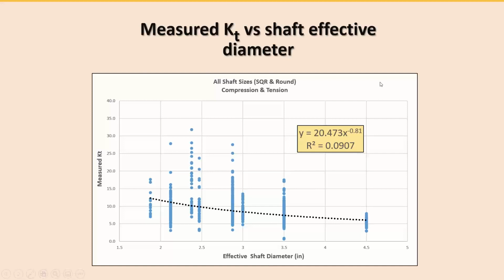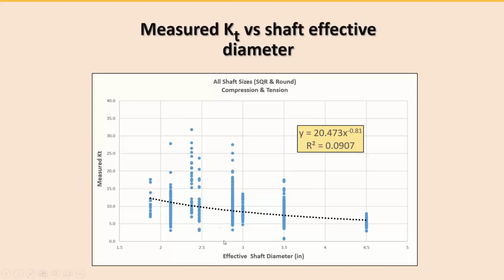That's because I plotted all of them, square and round, together, and AC58 defines effective diameter as follows. For round shaft, the effective diameter is just the outside diameter of the shaft. So for round shaft, forget about it. It's exactly the same as the outside diameter of the shaft. For square shaft, the effective diameter is the diagonal distance between 2 opposite corners. That's what effective diameter means.